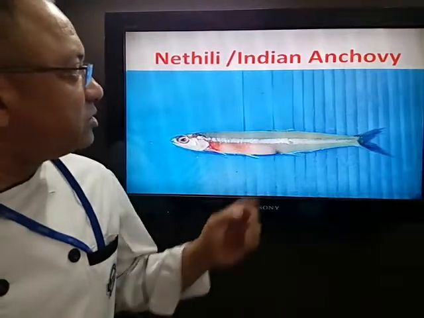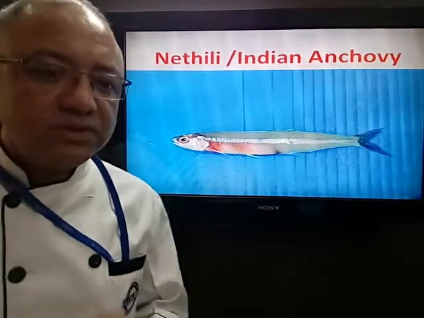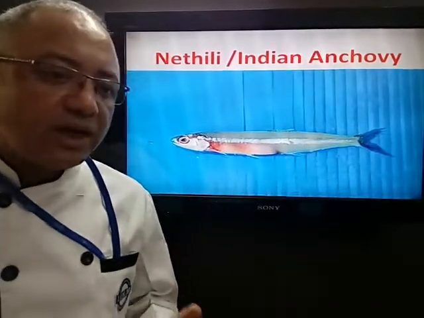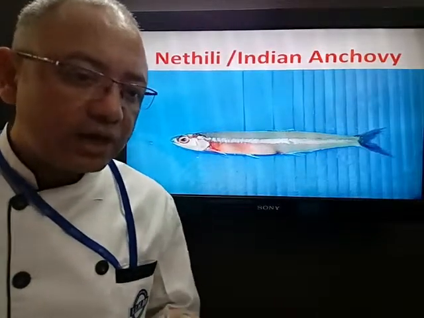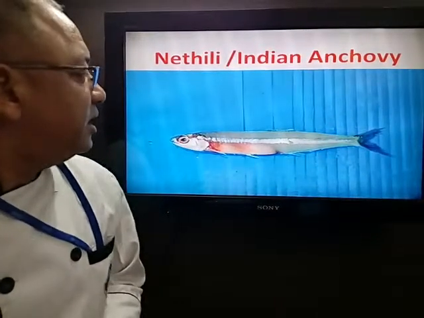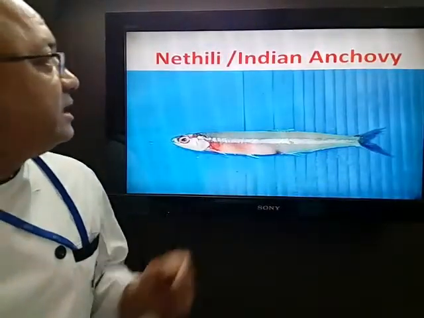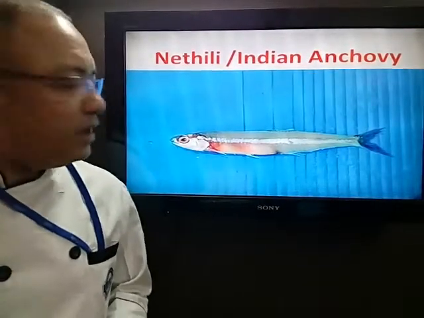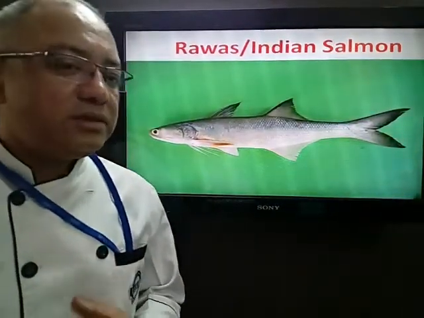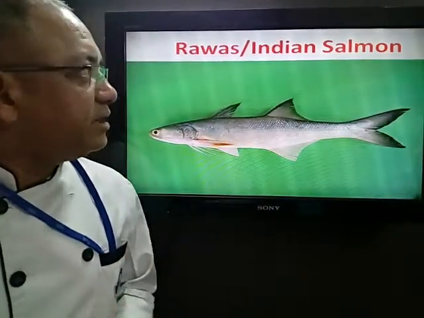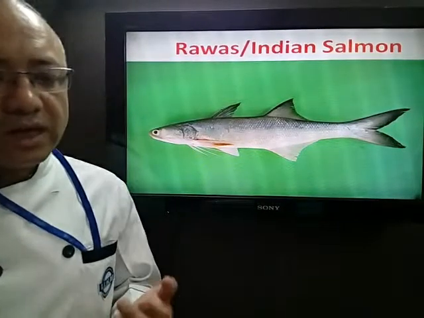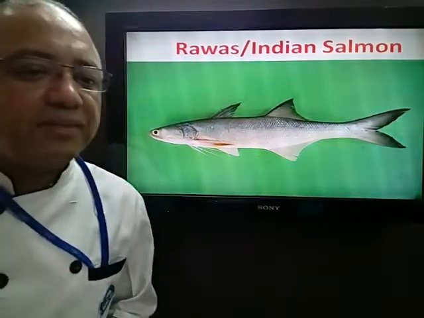These are some of the varieties we have talked about, like anchovies. So this is an Indian anchovy. The European anchovy is almost the same, but the color is a little more darkish grayish on the sides. The name is Nethili in Indian. And then there is Rawas, which is what you also call Indian salmon. Of course, there are a lot of salmons, and the diet of the salmon changes.